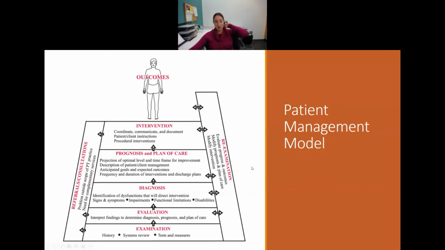So this is kind of how we manage a patient with patient care in general, and the PTA primarily focuses on the intervention. They use the plan of care to decide what intervention they will do, and the reevaluation and things to mold how they do the intervention and which intervention's best. But that is where their role comes in.